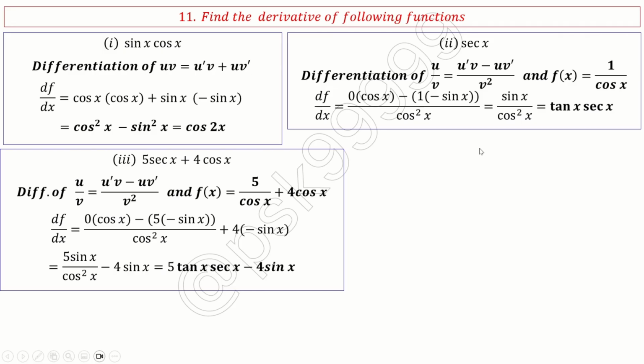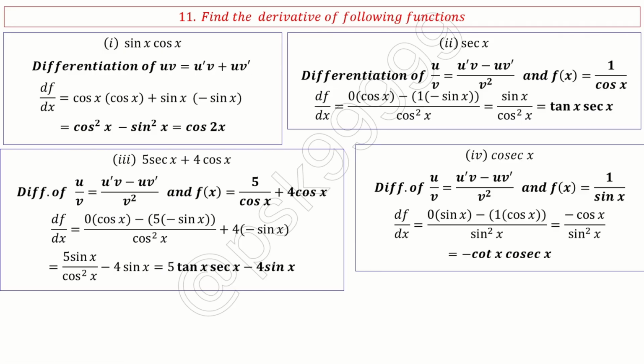Okay, those basics. Cosecant x, this you should also remember. You can do it using the differentiation of u by v. You will get minus cot x cosecant x. See the difference here: secant x, we got positive tan x into secant x; cosecant x, you got minus cot x into cosecant x. The minus sign is there, so be careful. Cos has a minus sign, cosecant has a minus sign.